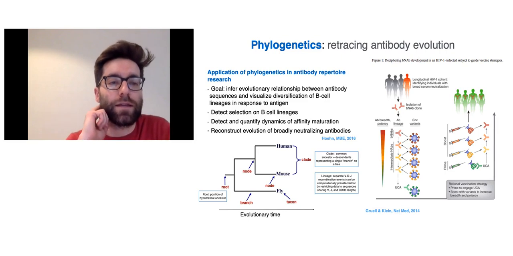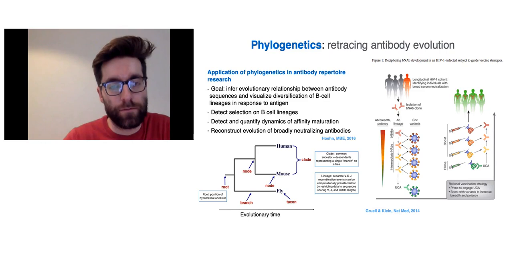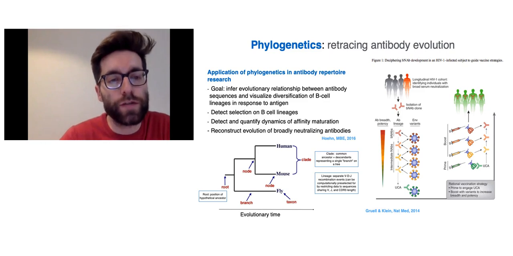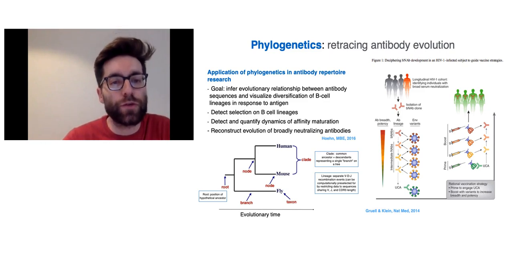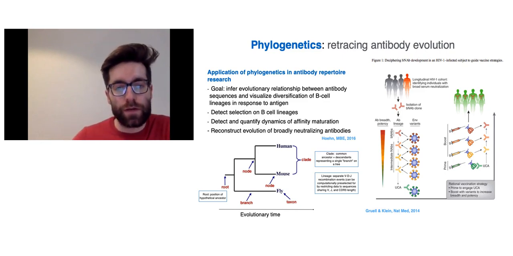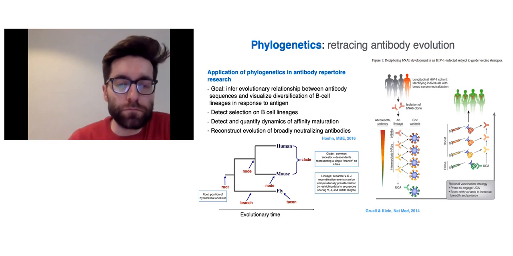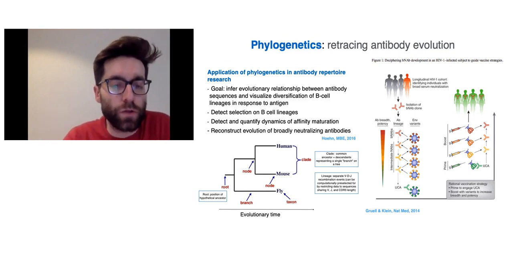But the main purpose of phylogenetics is to infer the evolutionary relationships from naive B cell to the plasma cell, so the affinity-based evolution over time. And for example, to reconstruct the evolution of broadly neutralizing antibodies could be one application.